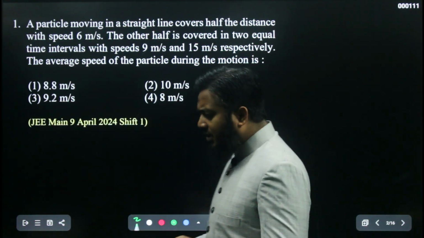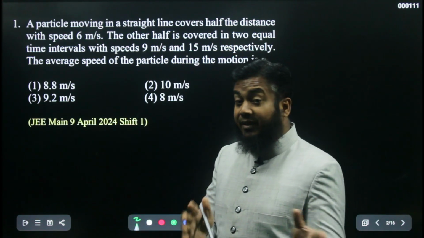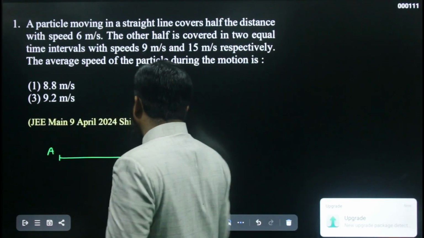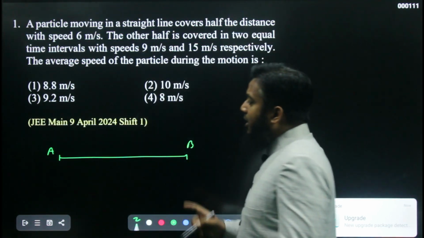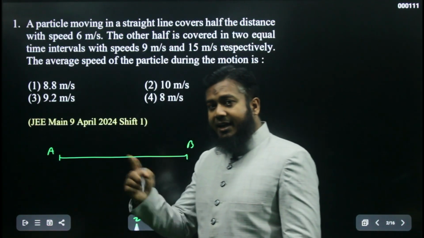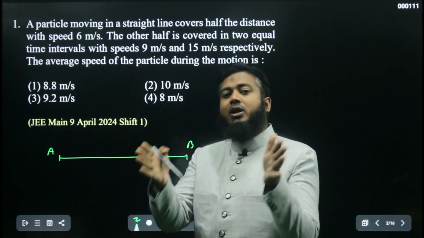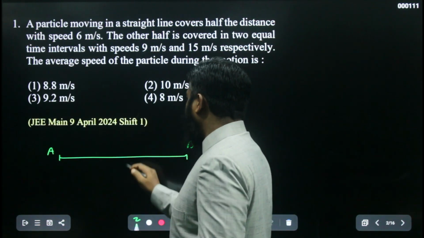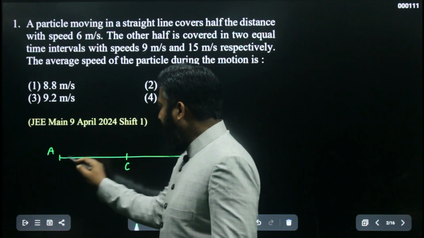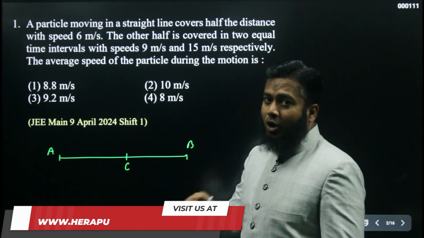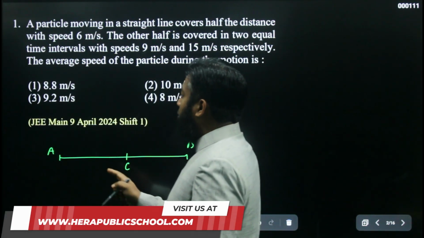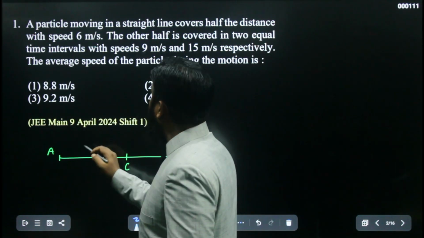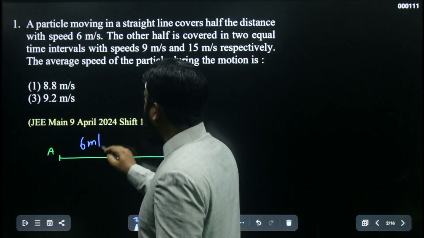Okay. So first let us understand what is given to us. So a particle moves, say, from point A to point B. So this whole journey has been divided into two equal segments of equal length. So say there is some point C. Now A to C and C to B are of same distance. So for first half distance, the particle is traveling with speed 6 meters per second.